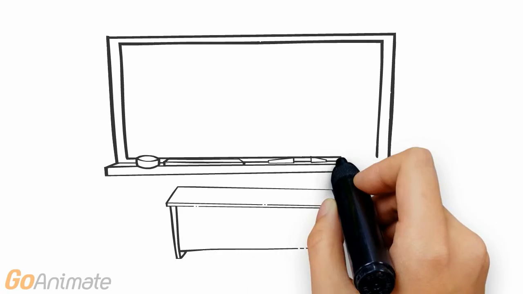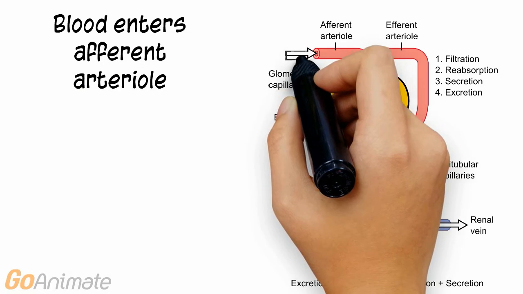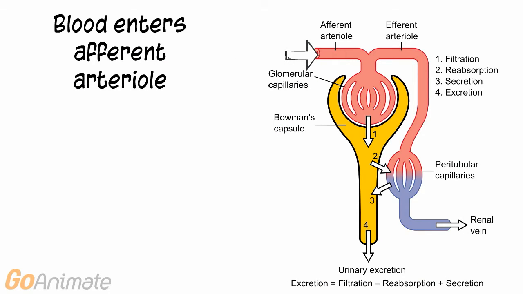Let's learn about tubular reabsorption and secretion. Let's begin by going over a few basic processes. The functional unit of the kidney is the nephron.